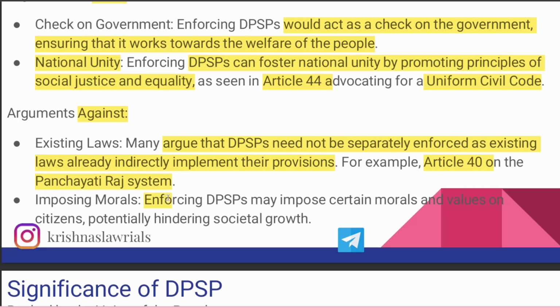Imposing morals. Here they are saying that enforcing DPSP may impose certain morals and values on citizens, potentially hindering their societal growth. In a sense, it says that if you do so and so thing, then only you are doing right. This is morally right, this is morally wrong. This makes it so they can't grow societally. They'll be restricted, because their thinking will be that if I do something like this, it will be considered morally wrong and society will not accept me. So here DPSP is also imposing some kind of morals, some kind of values.